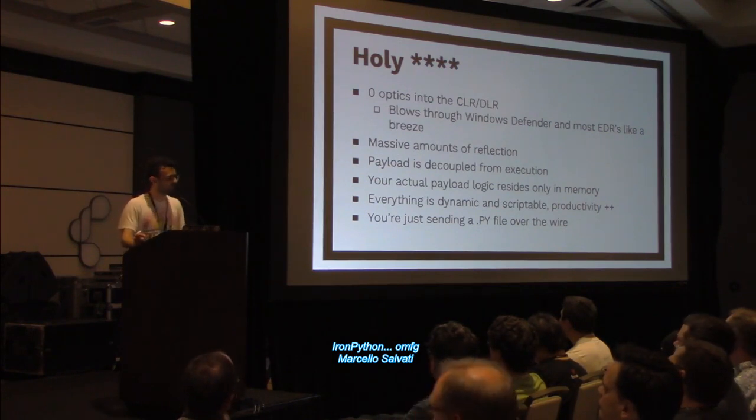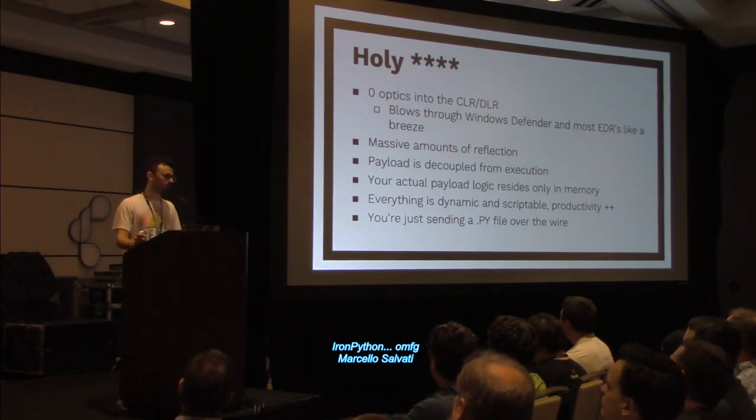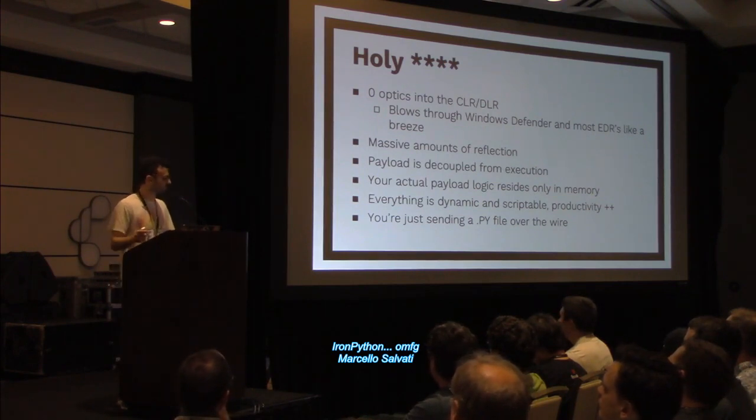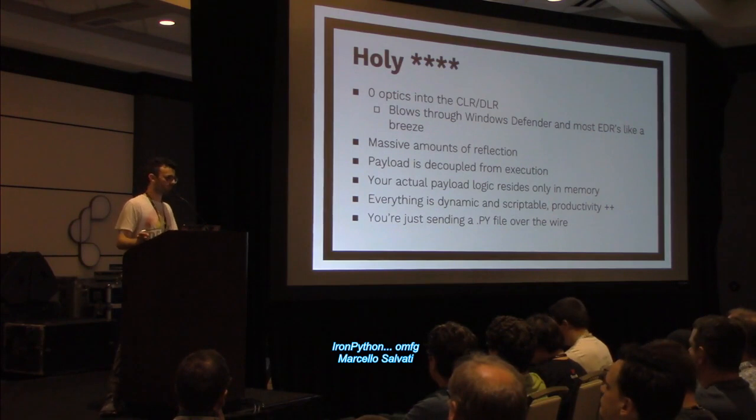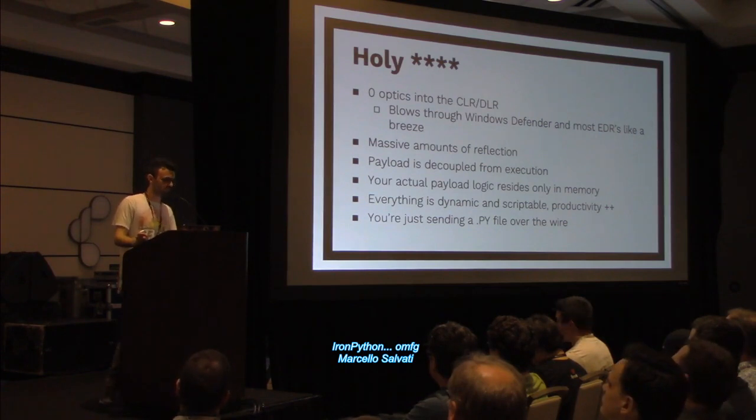The problem is, if you start injecting shellcode and you're using the standard Win32 API calls that you usually run, like VirtualAlloc, to reflectively inject DLLs or shellcode, obviously from a heuristic standpoint, that's easy to catch. So if you properly instrument your IronPython payloads, it just flies by everything, because there's zero optics into the CLR.